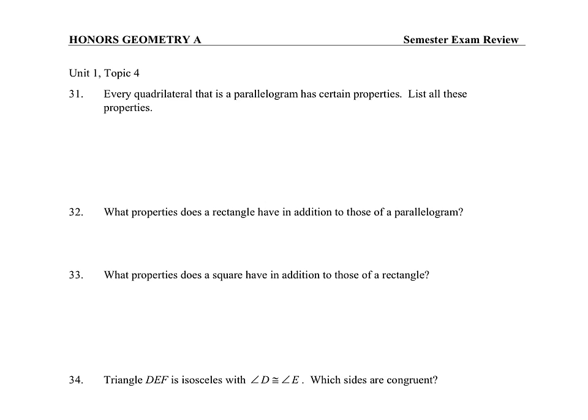This is the exam review for Honors Geometry for Unit 1, Topic 4. Question 31 says, every quadrilateral that is a parallelogram has certain properties. List all of these properties. Well, the first one we know is that in a parallelogram, the opposite sides are parallel and congruent.